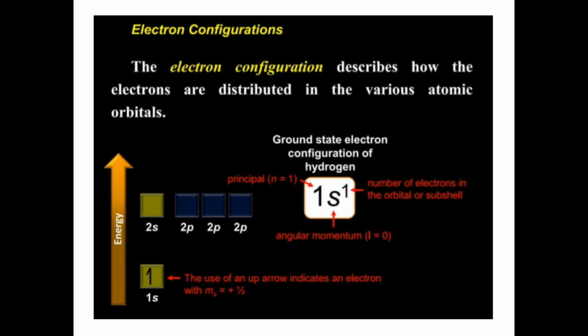That's L is equal to 0. We are going to know about this very soon. It's also showing us the spin of that electron, which is plus half, because it's facing up. So these are pieces of information that electronic configuration will provide.